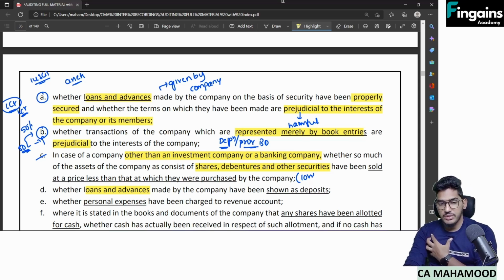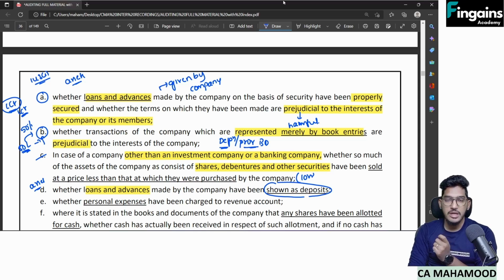Here also they are talking about assets only, not liabilities. So whether your client has given any loans and advances, but instead of showing it as loans and advances, whether they have shown it as deposits. Your client has given a loan, but instead of showing it as a loan in the balance sheet, they're showing it as deposits. If yes, you need to report it.